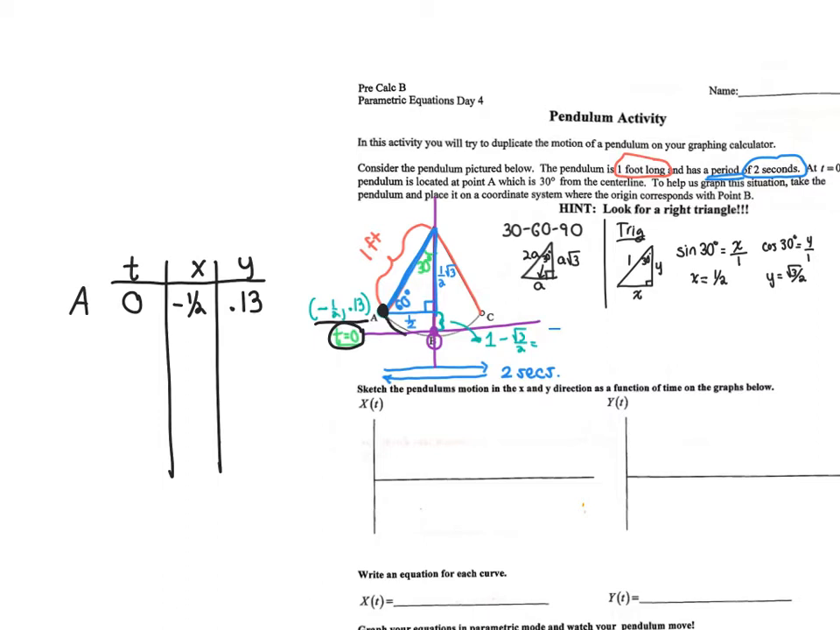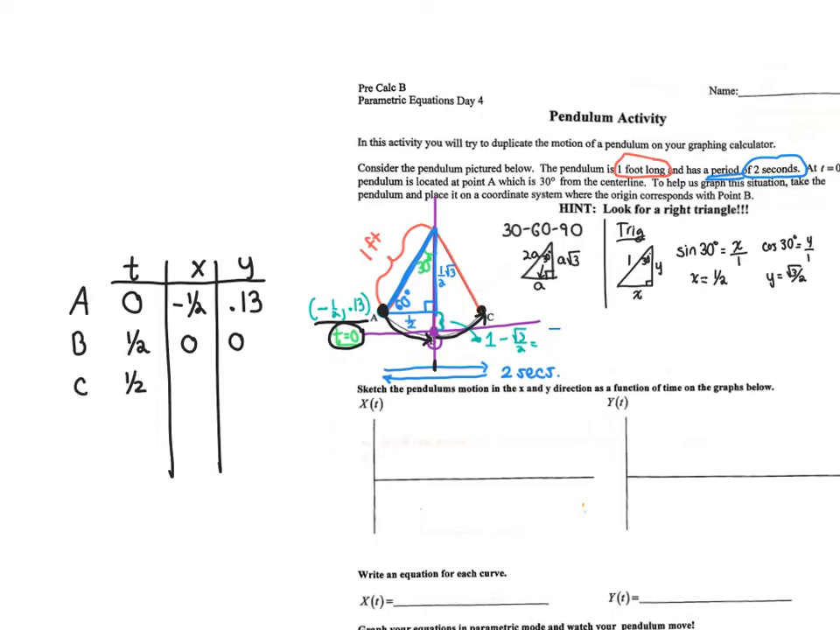Then my pendulum moved to point B. Well, how much time passed? Since we know that it took 2 seconds to make it all the way down and back, then this was halfway in one direction, which means at point B, we have gone half a second, and at point B, we're at the origin, which means x is 0, y is 0. Then if we go another half a second, now we should be at point C.